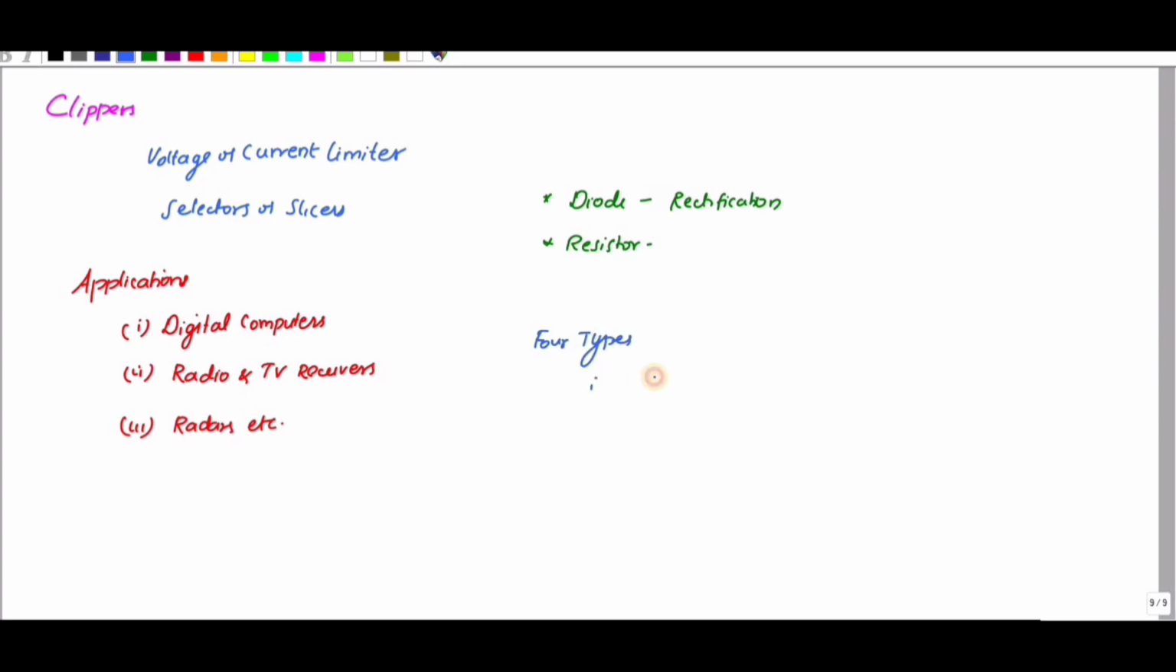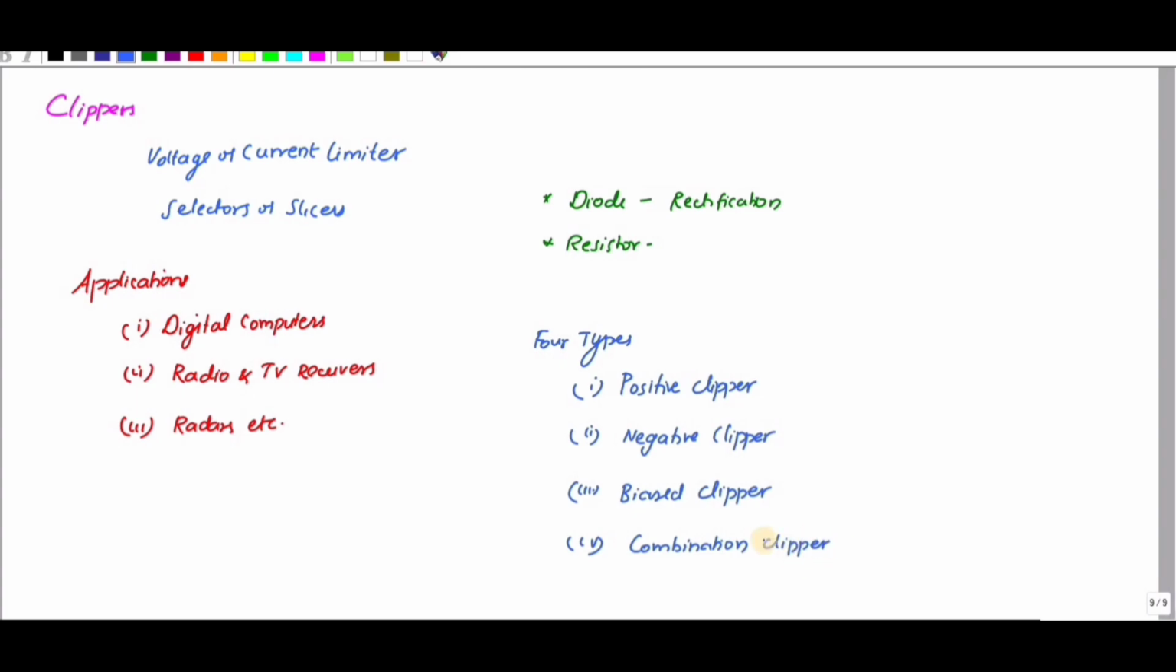One is the positive clipper, another one is the negative clipper, another one is the biased clipper, and the last one is a combination of positive and negative clipper. So first let us discuss the positive clipper.